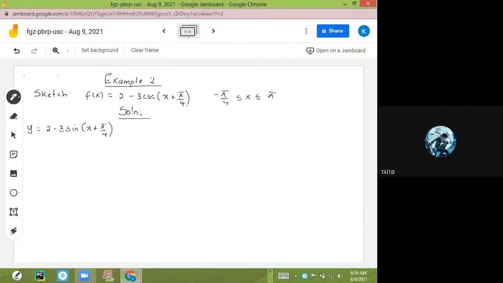I was wondering why you put sine there instead of cosec. Okay. So I said, whenever you see the cosec question, your first step is to assume you are dealing with sine.